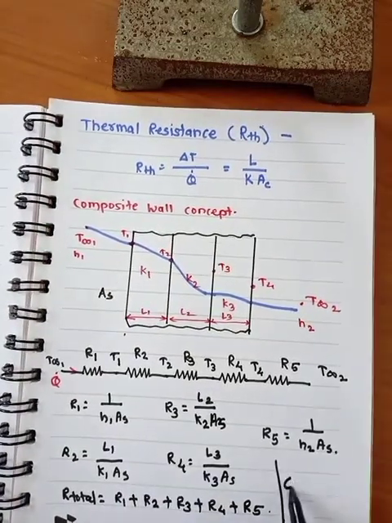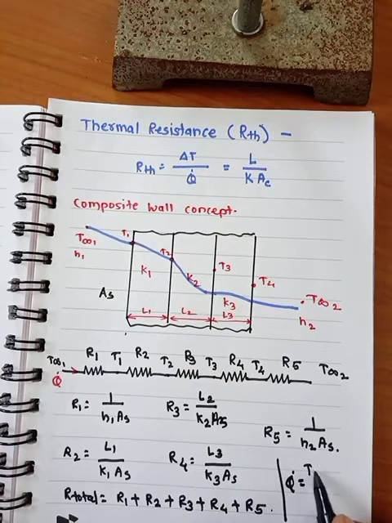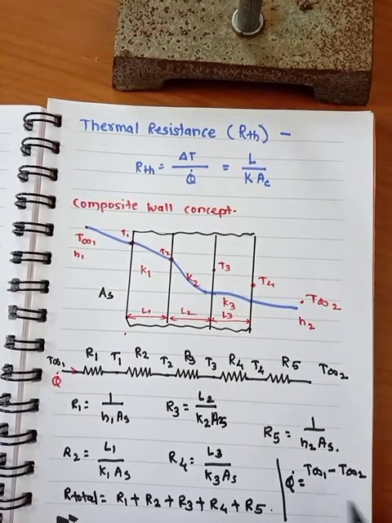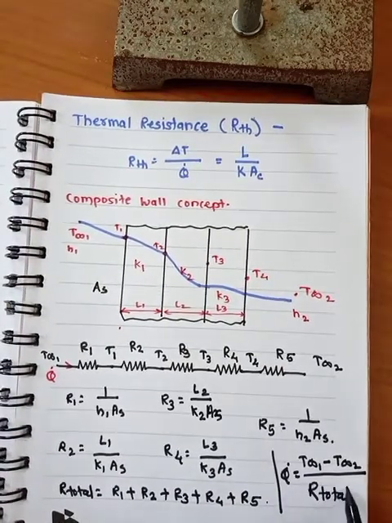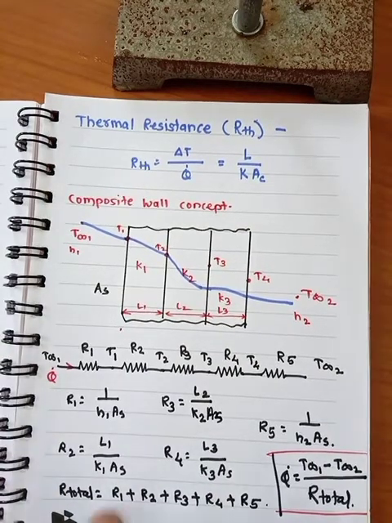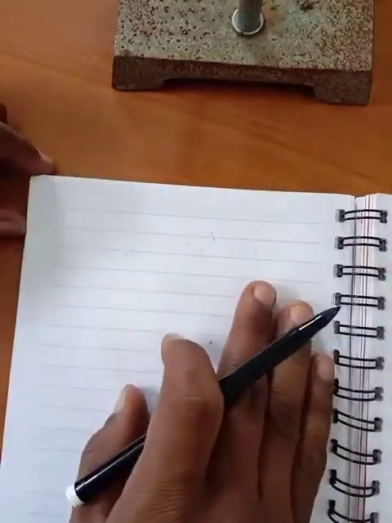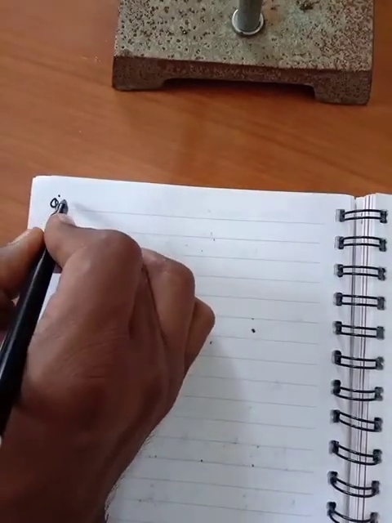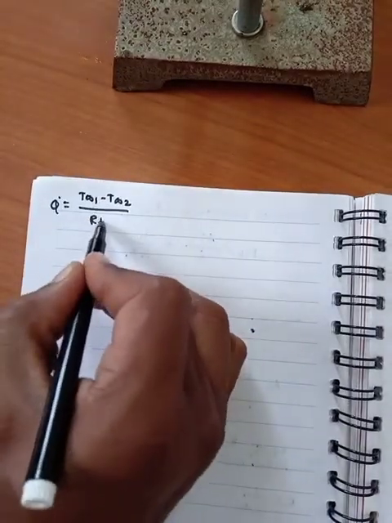And the heat transfer is taken as the total temperature difference, T infinity 1 minus T infinity 2, divided by R total. So this is our main formula. Now we'll see this heat transfer by using different thermal differences. So this heat transfer is equal to the same, T infinity 1 minus T infinity 2 divided by R total.